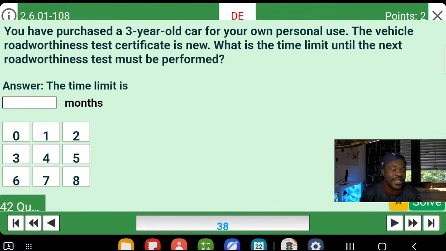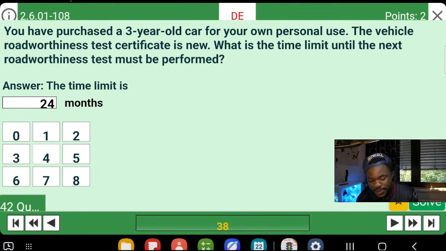You have purchased a 3-year-old car for your own personal use. The vehicle roadworthiness test certificate is new. What is the time limit until the next roadworthiness test must be performed? So 24 months, that's the correct answer. Correct.